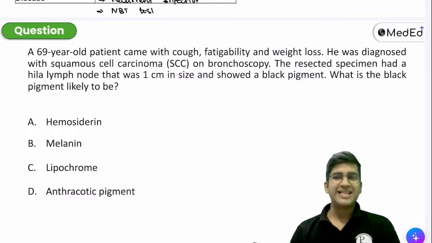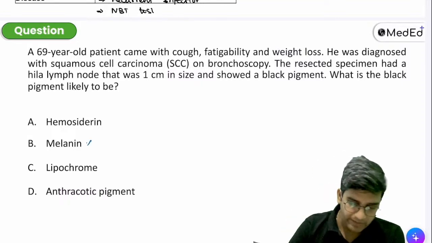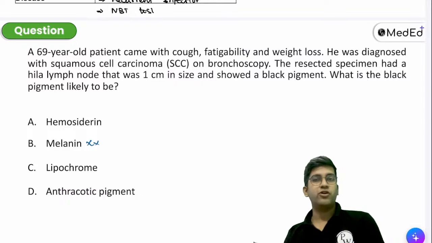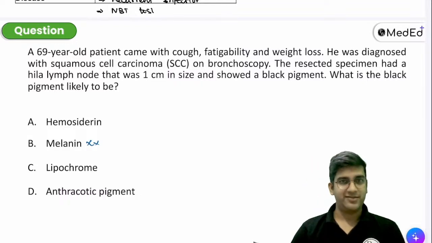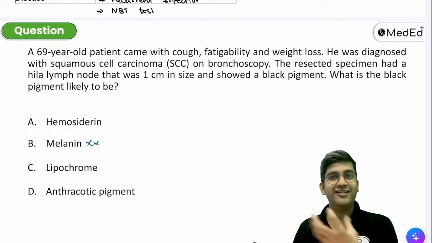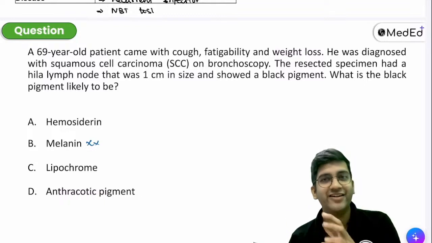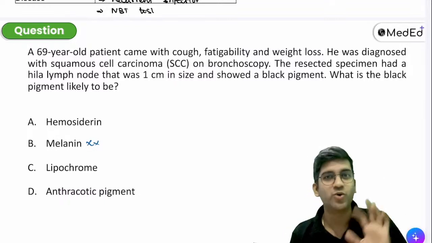Okay, so it's a classical case of anthracosis, right? Nothing much to read into this. Please don't write melanin. Most of your seniors, when this question came for the first time, fell for an impulse. Black pigment, melanoma, malignancy, it'll attract you because when I diagnose something rare or exotic, it gives an ego boost for us, right? Don't fall for that.